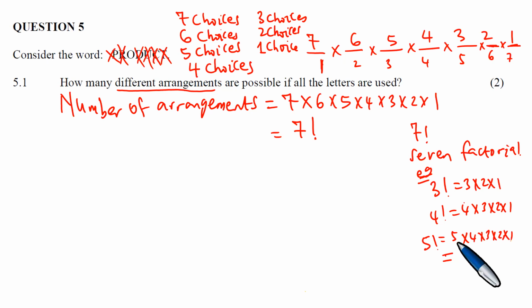What is 3 factorial? 3 factorial is 3 times 2 times 1. What is 3 times 2? It's 6.